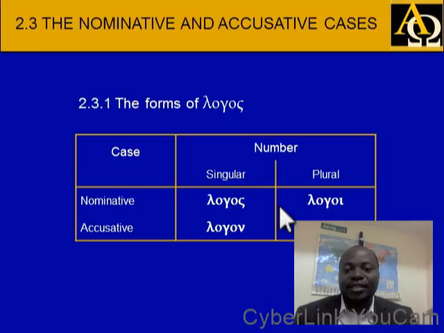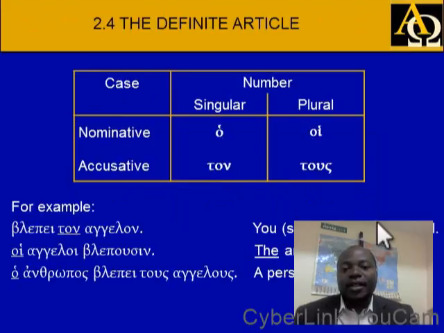All right. So that's the form of logos, and logos means a word. The plural means words, and the accusative means a word. The accusative plural means words. Okay. This is the definite article. The definite article is the, the. So the nominative singular is ho. You see the rough breathing there. So it's ho.